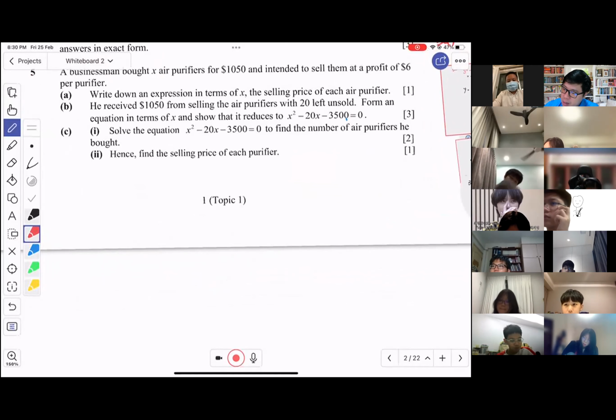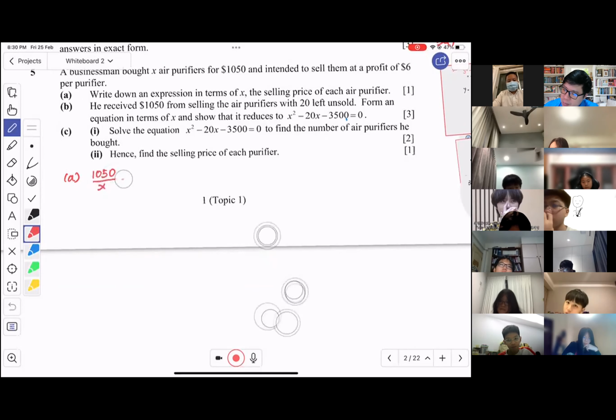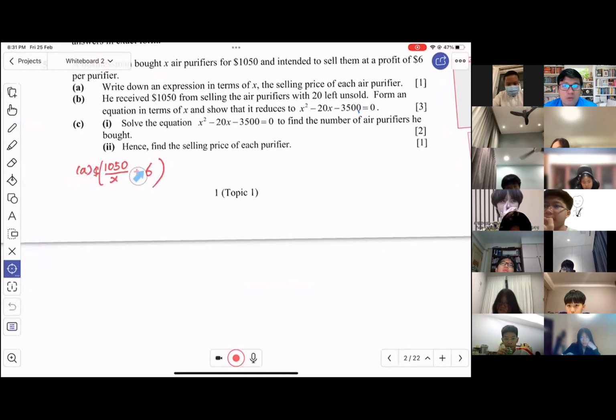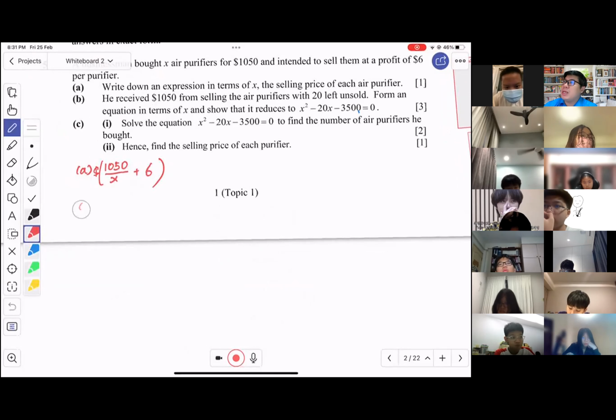For A, the answer is, of course, one purifier costs me 1050 over X. Then I need to add 6. This will be my selling price. This is my cost price. This one is my profit. So this is my selling price. Then after that, from B, 5B.